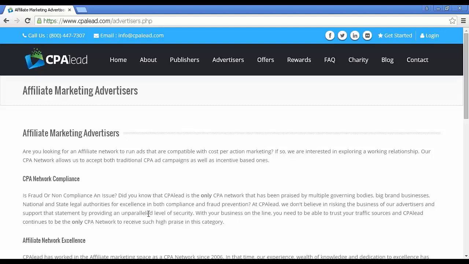With your business on the line, you need to be able to trust your traffic sources, and CPA Lead continues to be the only CPA network to receive such high praise in this category. With CPA Lead, publishers will tend to publish offers, which can be for apps, for dating, for health and beauty, for insurance, and so on. As the advertiser, you pay the commission when you generate a lead from one of those publishers. In that way, it's much more similar to affiliate marketing.